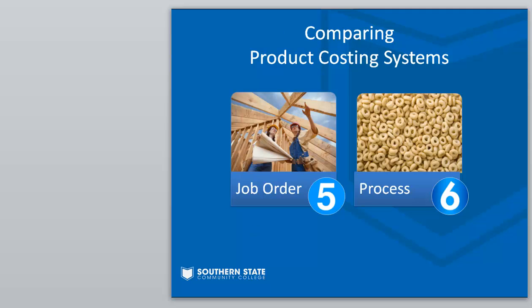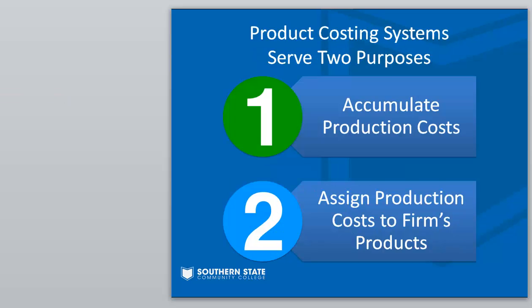So if you don't remember Chapter 5, or if you're just joining us, there's kind of two things that we hope to accomplish with a costing system. We hope to accumulate all the production costs that we have, and then once we've done that, we hope to assign those costs to the firm's products that are being cranked out. And usually that's done at the unit level. We try to get a per unit cost established.